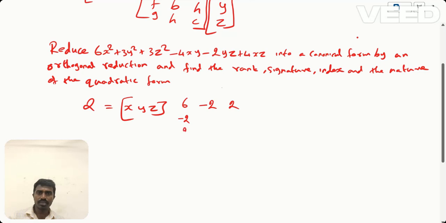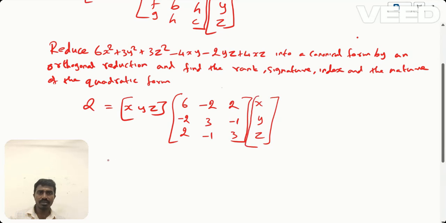So you can fill the first column also. Next is the coefficient of y square, that is 3. Half of the coefficient of yz is minus 1, and here also minus 1. And then finally the coefficient of z square is 3, into x, y, z as a column matrix. So this is the given quadratic form. Let this be X transpose A X. That means this is the X matrix, this is the A matrix, and this is the X transpose matrix.